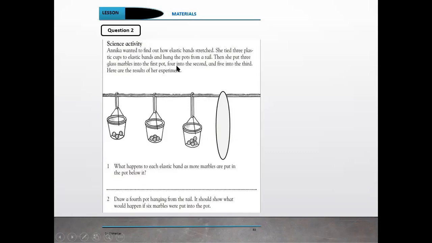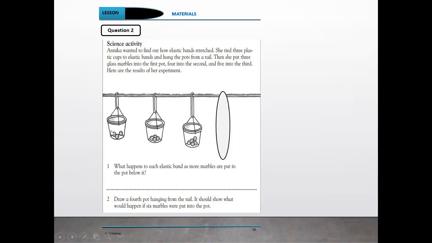And then she hung the pots from the rail. Can you see? Then she put 3 glass marbles into the first pot. Okay, I will say from the beginning. She brought 3 pots or 3 cups, for example. And then she tied them with a stretchy band or an elastic band.